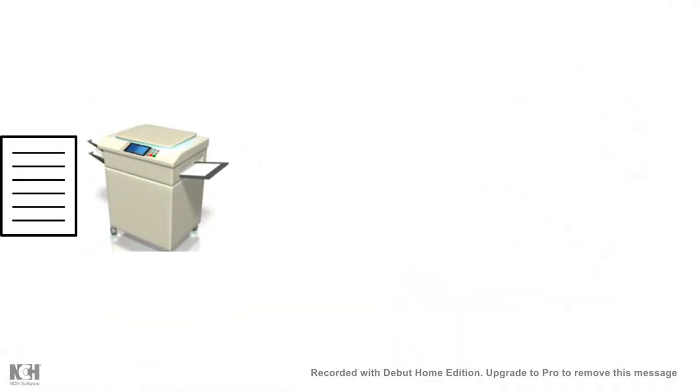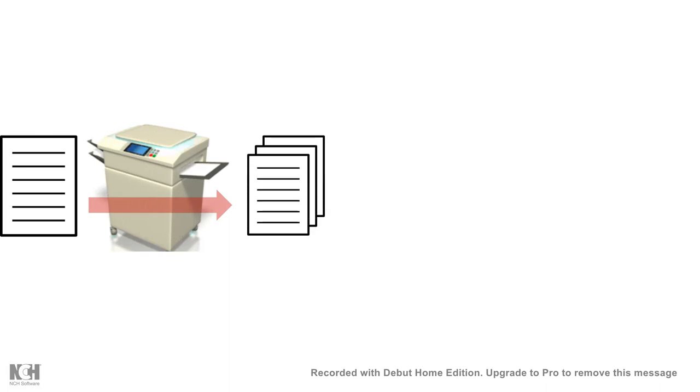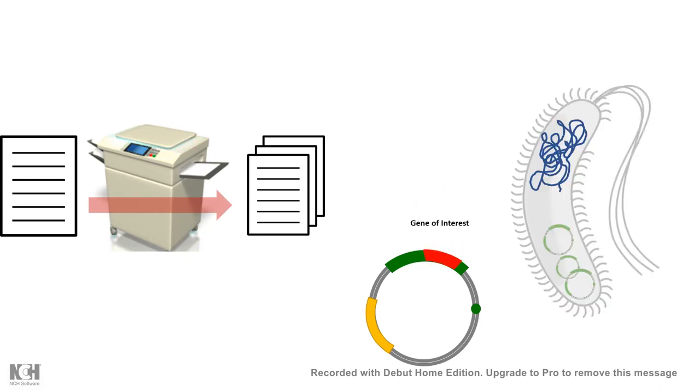Now, in a copying machine, you give your copy of your document and select the number of copies, and you get the number of copies you want, right? Now, in case of bacteria, you put your gene of interest inside a plasmid and put the plasmid inside the bacteria. Now, the plasmid itself is an extra chromosomal DNA.